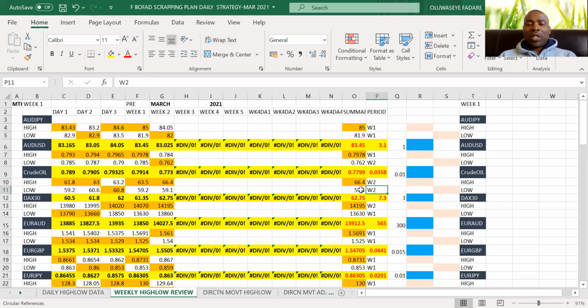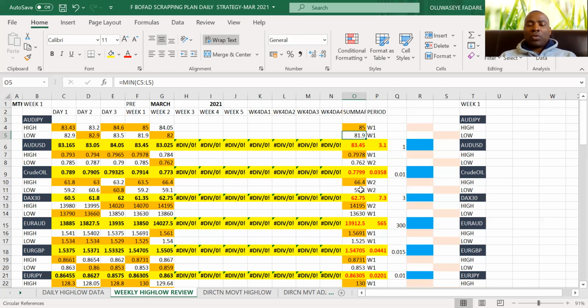So what does that mean? What that means is that once we get the price position correctly for the next 2, 3 weeks, we take the action and we follow the direction of the market. So for example, now today, the 7th of March, which is a Sunday, the highest price so far, according to our review, which we labeled for week 1, is 85 and our lowest price is 81.9.